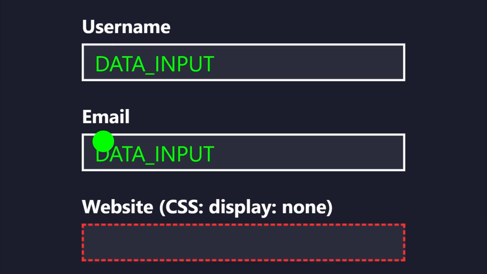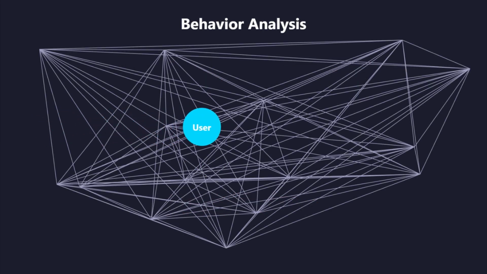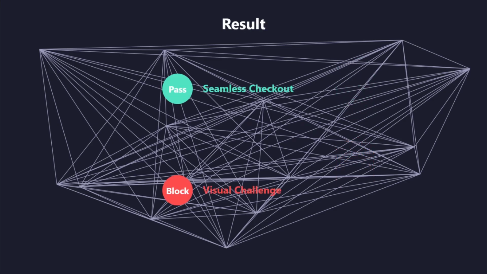Deploy invisible honeypot fields that only bots can see. If an input field hidden by cascading style sheets is populated with data, you can immediately identify and block the request as it originated from a scraper. Use invisible reCAPTCHA versions to analyze user behavior without adding friction to legitimate checkouts. Only users with low scores are prompted to complete a visual challenge, while high-quality traffic passes through seamlessly. Record mouse movement paths and click coordinates.